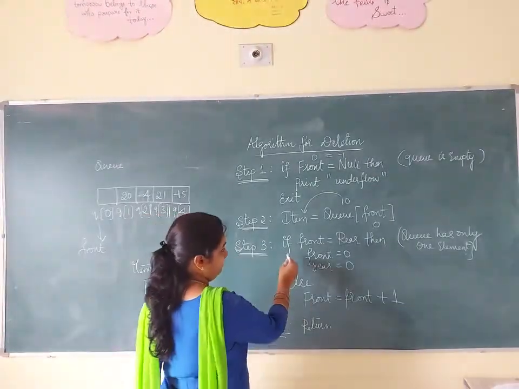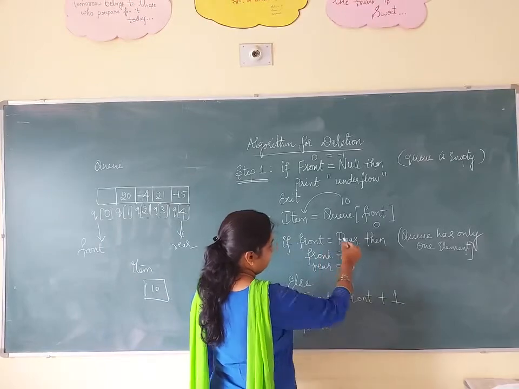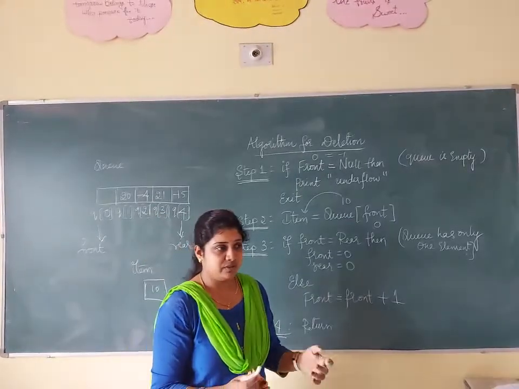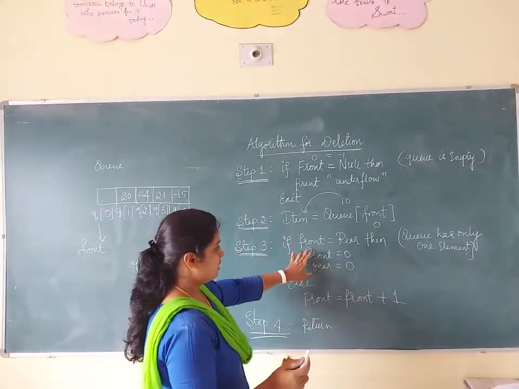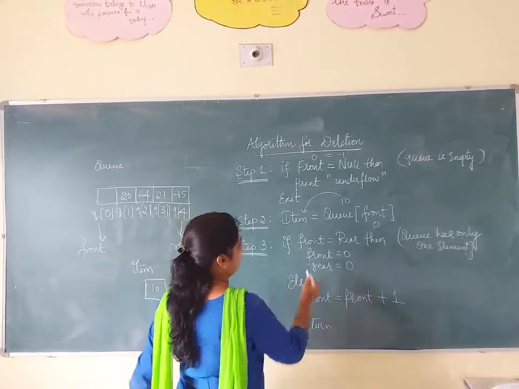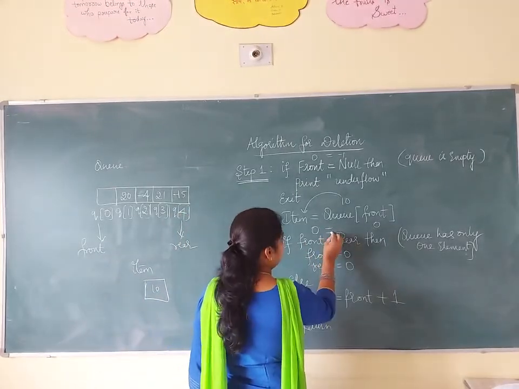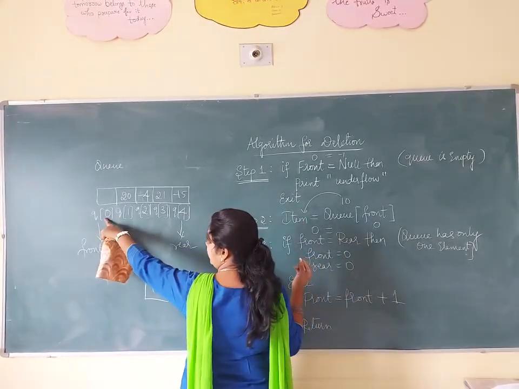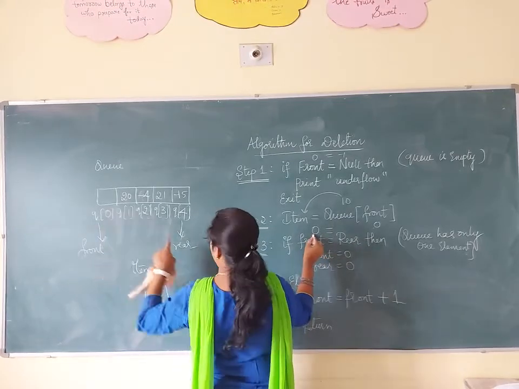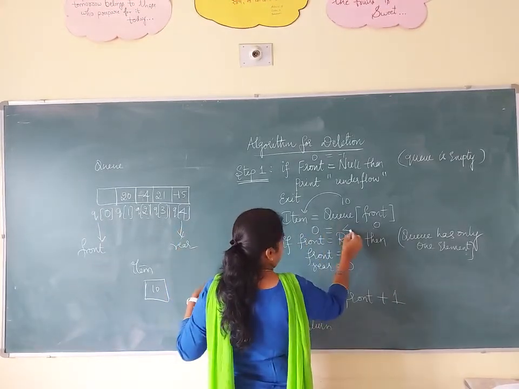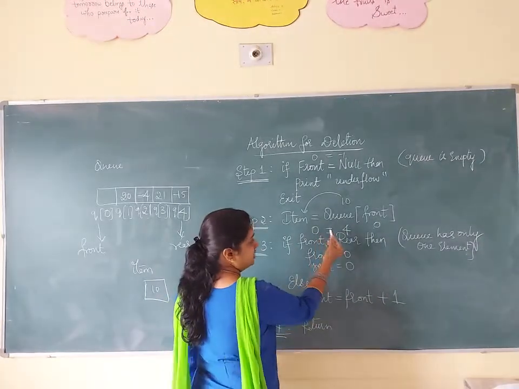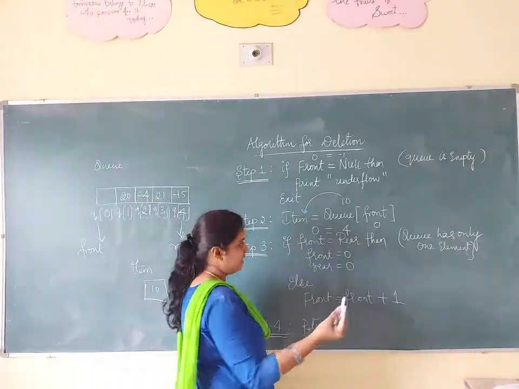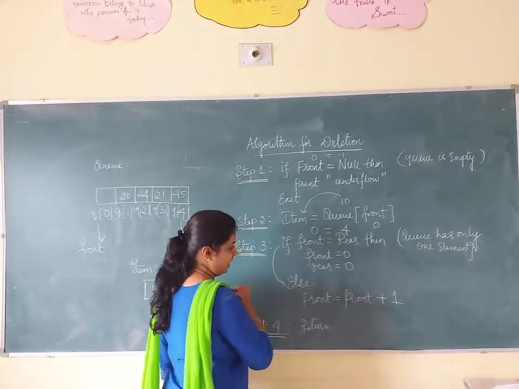Then it will go to step 3. If front is equal to rear. If both are pointing to the same location, what will happen? We have only one element. Now we check. What is my front value? My front is 0. What is my rear? Rear is pointing to 4. So is 0 equal to 4? No. So we don't have only one element; we have more than one element. So straight away it will come to the else part.